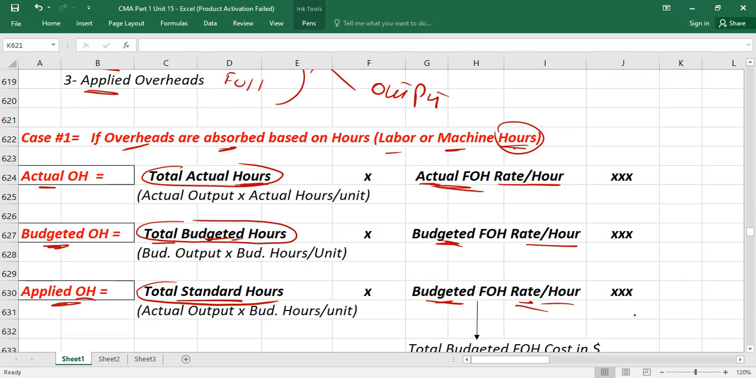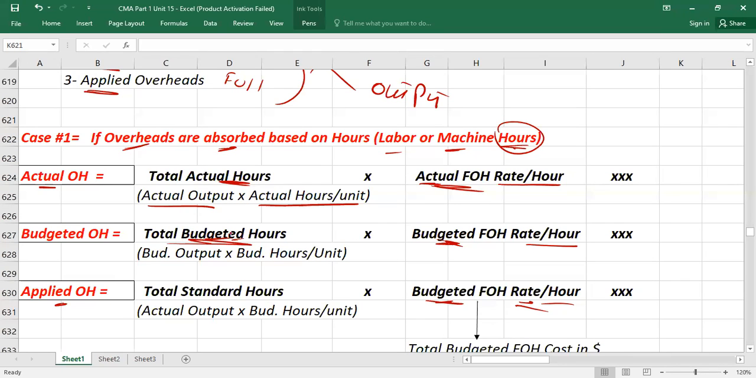I'm not explaining variance; I'm explaining how to find these three things. For example, if I want actual hours, how can I calculate it? I told you so many times: actual output multiplied by actual hours per unit. This will give you actual hours. Now look at the budgeted hours. How will you find them? I told you already.